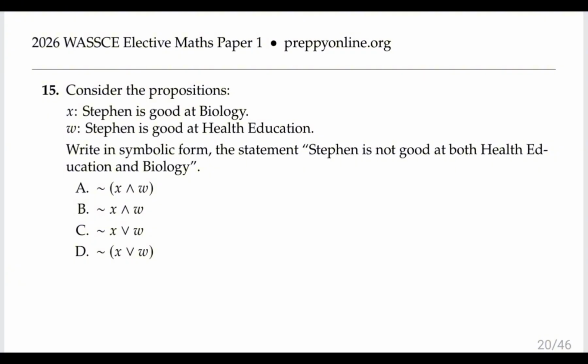So we have Stephen is good at biology, that's X. And then we also have that he's good at health education. So there's this and: he's good at health education and he's good at biology. So if we didn't have this not here, this is the expression I would have written. Stephen is good at both health education and biology. We can write this X and W or W and X. They are the same thing.